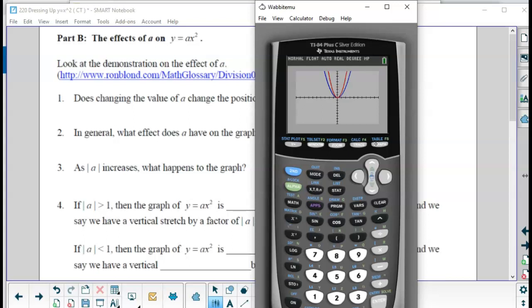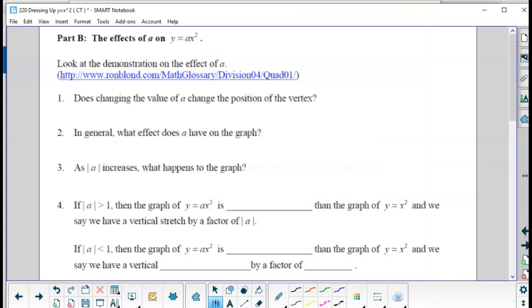Okay, it's actually for every x value. So that original x value of 1 has a y value of 1, but now it has a y value of 2. So you've taken the original y value and you've multiplied it by the a value, whatever number's in front of it. So does changing the value of a change the position of the vertex? No. In general, what effect does a have on the graph?